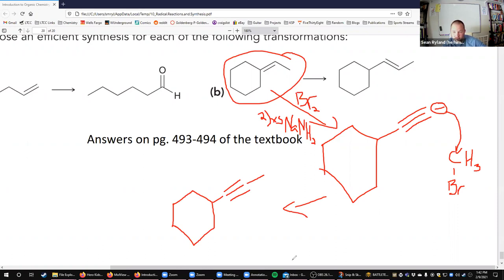this molecule, which then we can do a partial hydrogenation on, that would leave us the trans isomer. So that's going to be that dissolving metal reduction, I think they called it, which is sodium metal in liquid ammonia. Which would give us our product here.